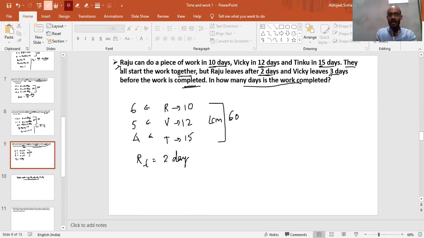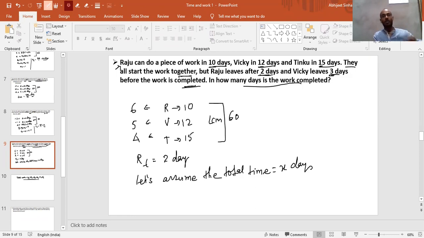Now here, Vicky left 3 days before, right? So let's assume the total time. In the meantime, if anyone of you can solve it, then please answer. Let's assume the total time, because that is the required time. If I say this is x days, this is the time, right? So now in terms of x, can anyone tell me what will be the time for Vicky? For how many days did Vicky work with respect to this x? And what will be the time for Tarun?